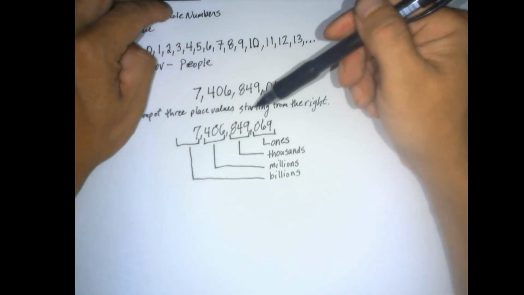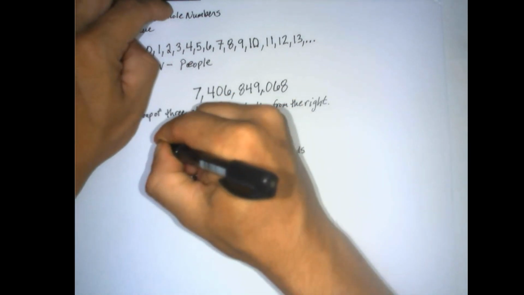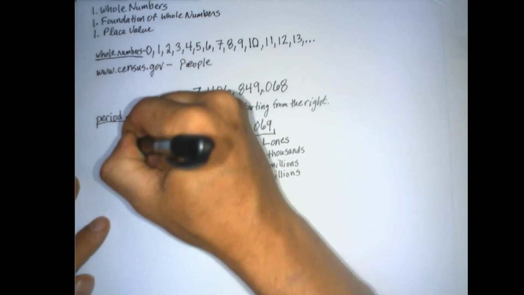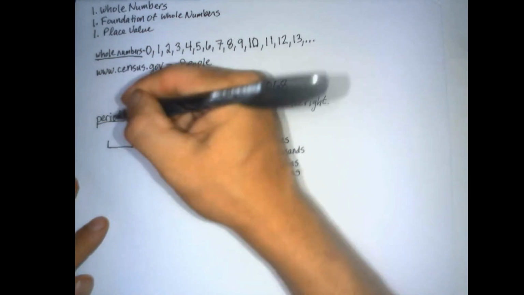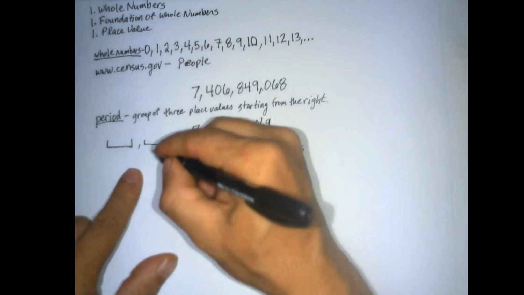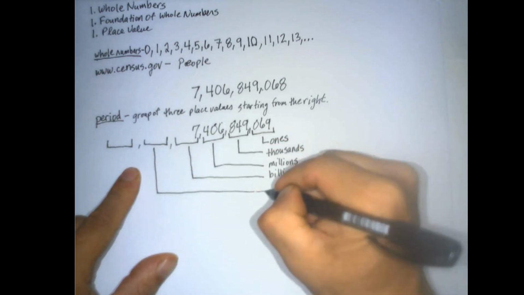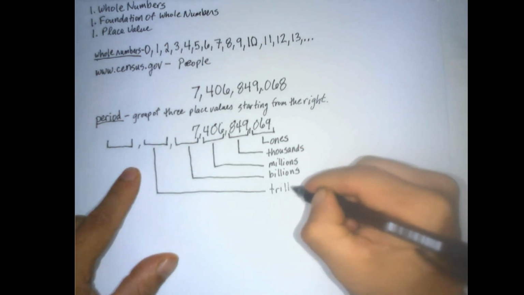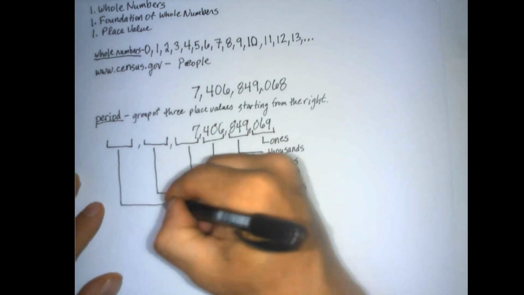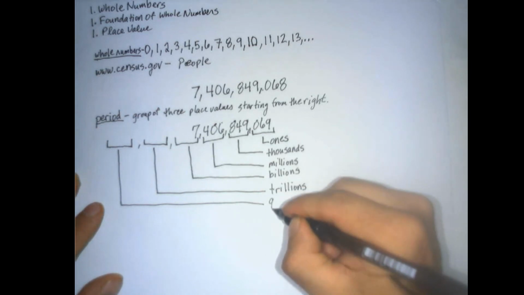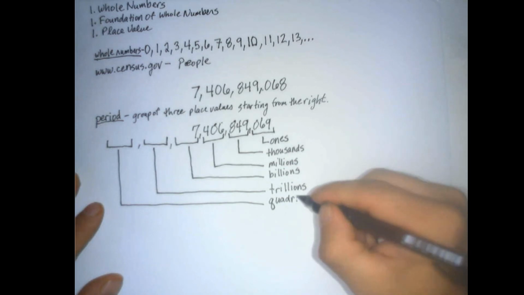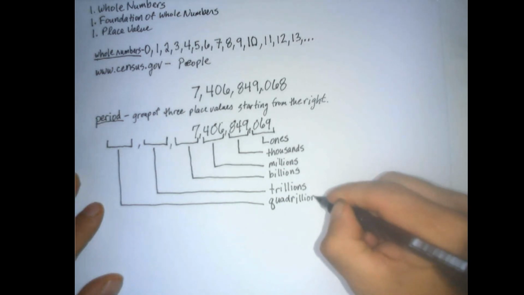Okay. So let's talk about these periods. They keep going on forever. I don't want to get too far into them. They indefinitely grow larger, but there are definitely some periods that you need to be familiar with because they will come up in math. The period after this is the trillions period. And the period after this is the quadrillions period. And that's important because that is where our national debt is right now. It's in the quadrillions.